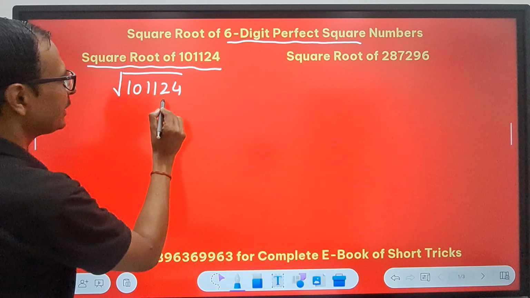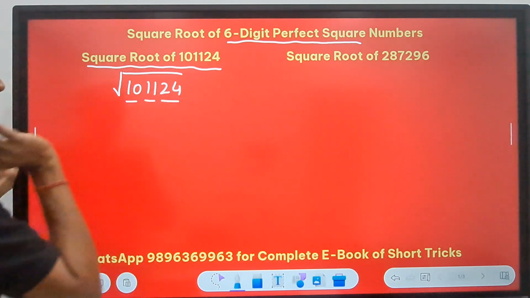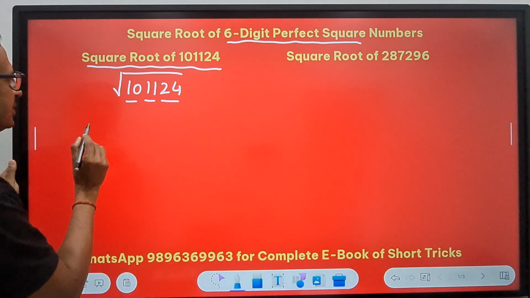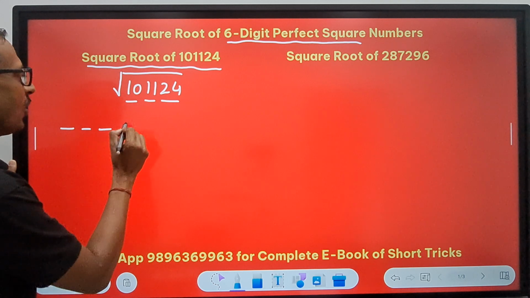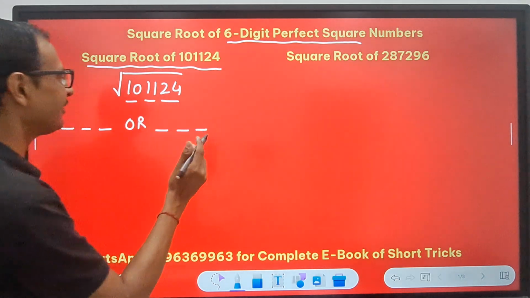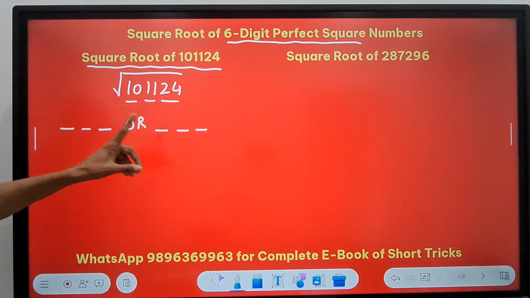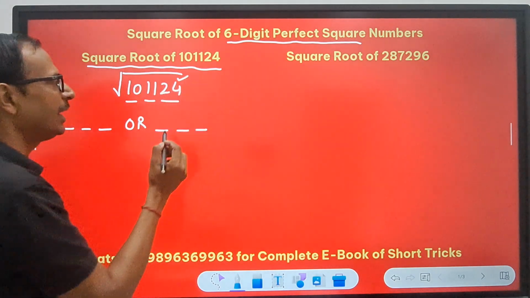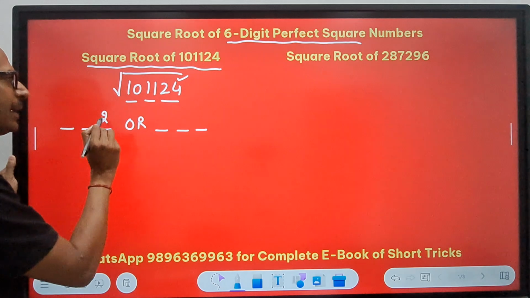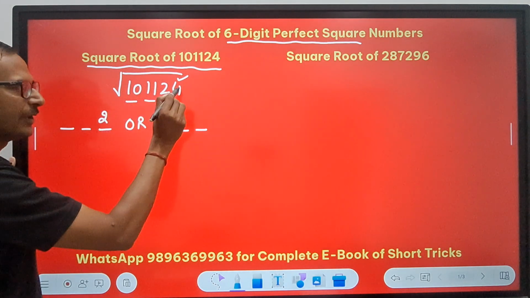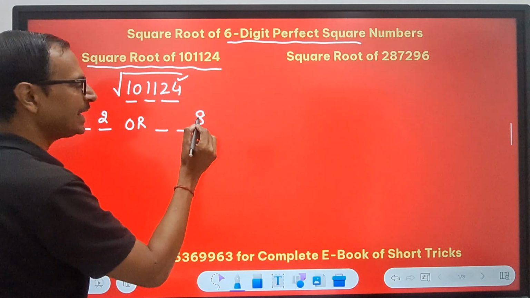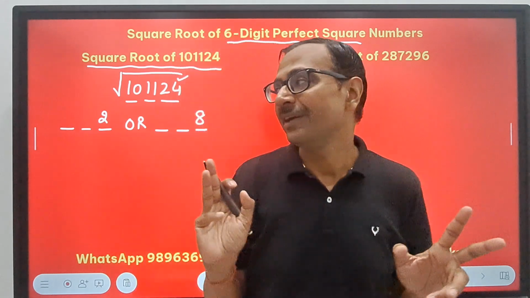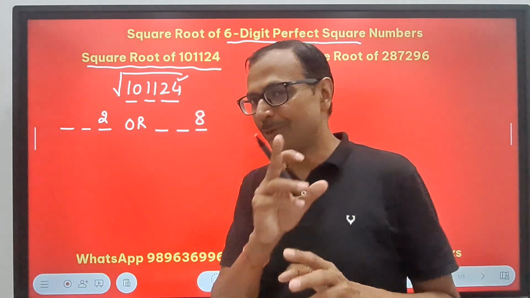101124, if I make pairs from the right hand side, I get 3 pairs, and so my answer is going to be a 3-digit number. Now what is that 3-digit number? Whenever I find square root, I always get 2 possibilities. See how? The 24 here ends in 4, and there is 2 whose square ends in 4, because 2 square is 4. And likewise, I can have 8 also, because 8 square is 64, again which ends in 4. So you will always have 2 possibilities for the unit digit of your answer.